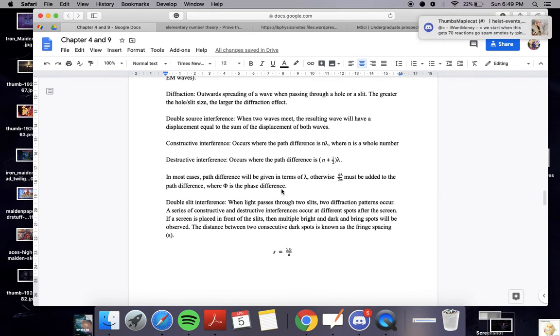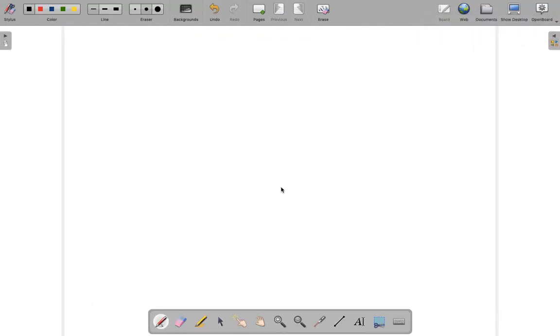Now we have diffraction. So we went through the two wave behaviors already. That's reflection, when it hits an object and just goes straight back, and refraction, when the light seems to bend or move at different speeds when it enters different mediums. Now we have diffraction, which is when it passes through a slit, it starts spreading outwards.